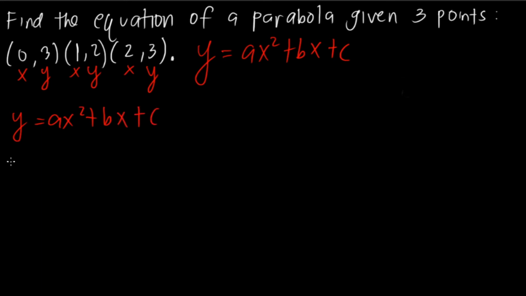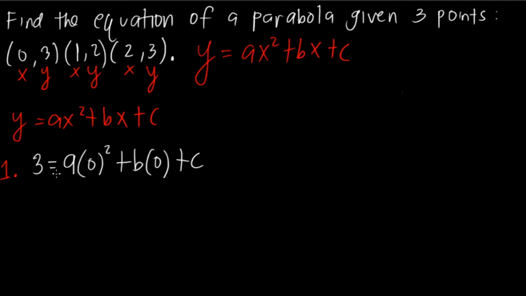So, number 1, ito, yung (0, 3). Ibig lang nun sabihin, lahat ng x palitan natin ng 0, lahat ng y palitan natin ng 3. So, y ay magiging 3 equals a x squared, ang x natin nga ay 0, magiging 0 squared, plus b, ang x natin is 0, and then plus c.